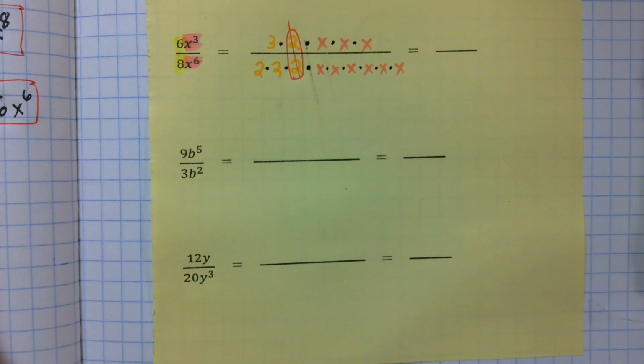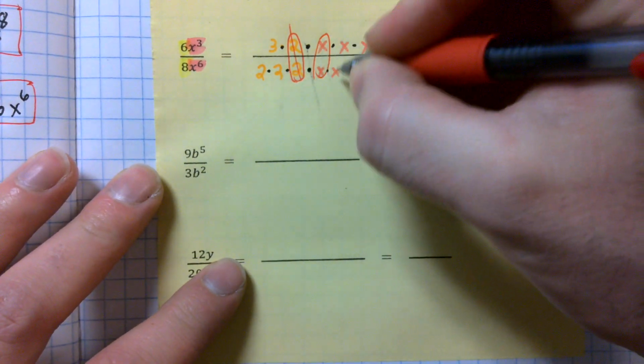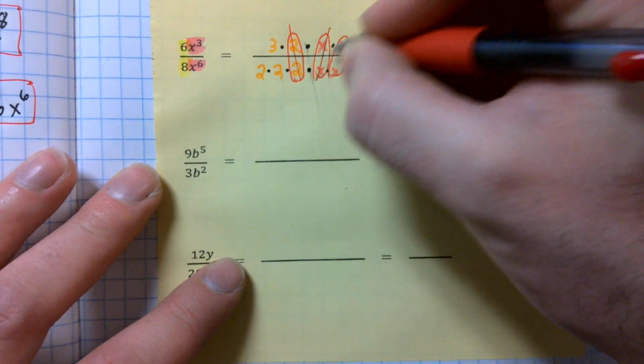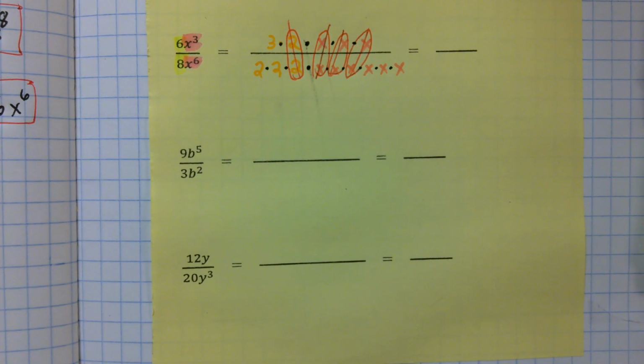How many x's can I circle up on the top and bottom that make matching pairs? 3 pairs. 1, 2, 3. Those are all going to go away as well. Is there any other matching pairs I can cancel out? No.